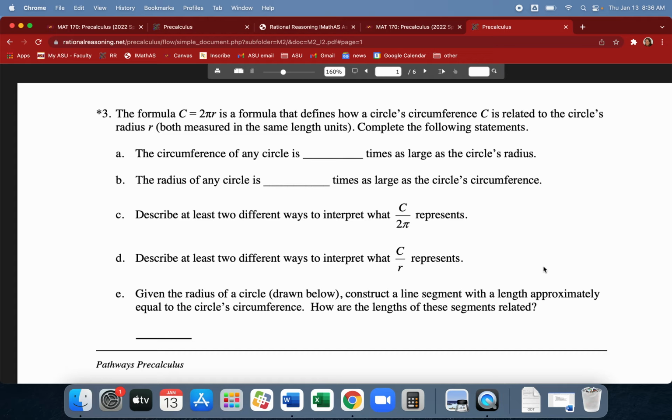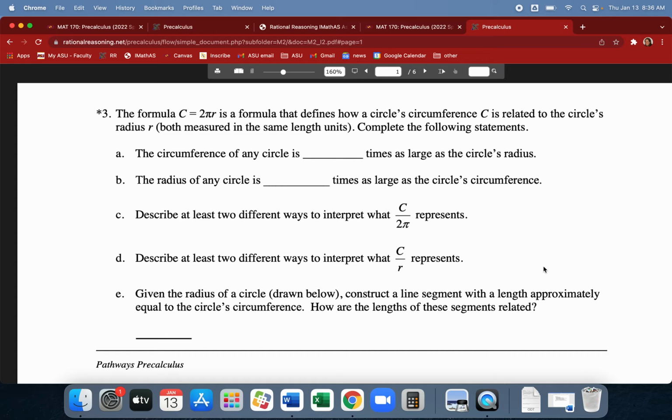Yeah, this C over R is actually a fixed quantity in the context of C standing for the circumference of a circle and R standing for the radius of the same circle. It's always equal to 2 pi. No matter how big one or the other of those is, they're going to be in that same ratio.